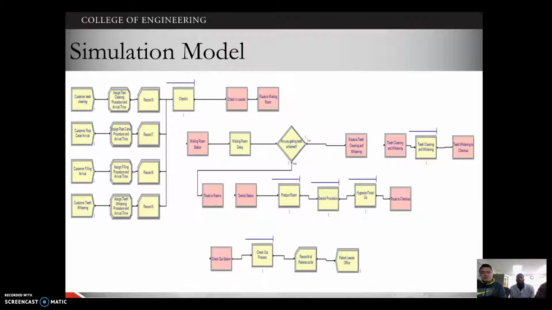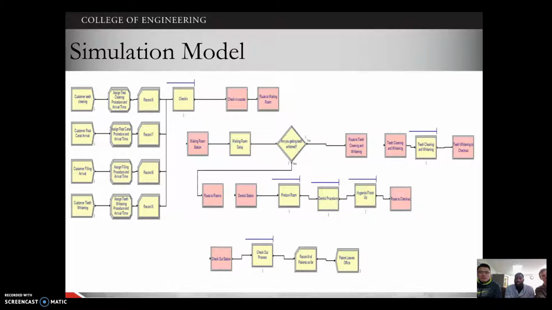And now we have our simulation model. As you can see, we separated the types of customers coming in from the 4 different procedures that they might have, starting with the teeth cleaning, the root canal procedure, the filling procedure, and the teeth whitening procedure. Next, what we do is we assign them different procedure times because it takes different times for those different procedures to occur. And they go through the check-in process, and then they have a route to the waiting room where there's a waiting delay.